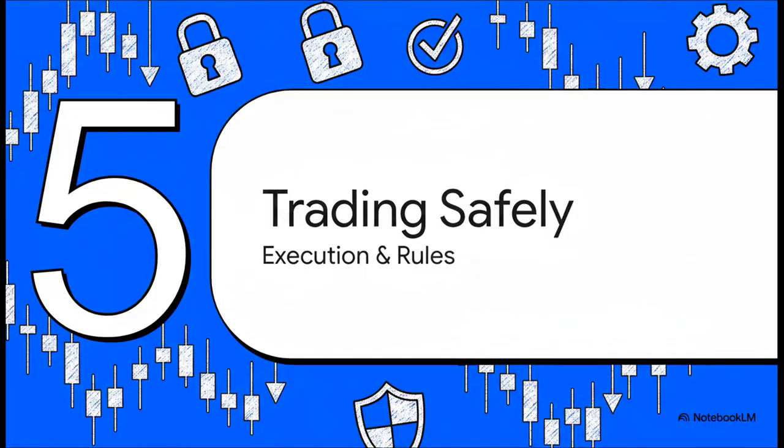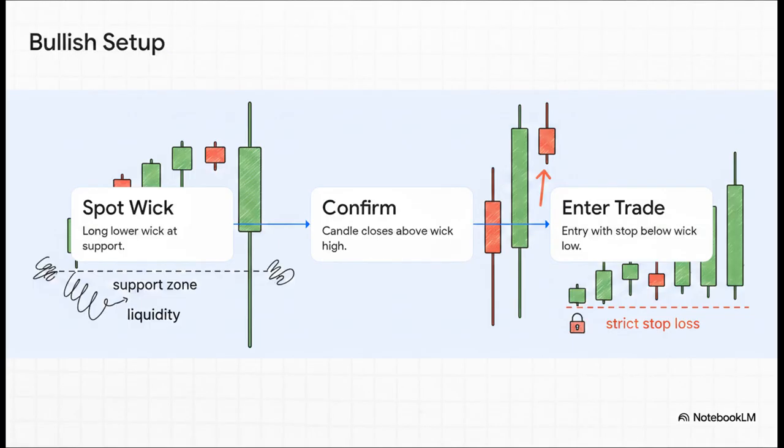Finally, Section 5, Trading the Setup Safely. Let's get into execution and the rules. All right, here is your step-by-step battle plan for a bullish setup. Step 1, you spot a long lower wick precisely at a support zone. You see the liquidity grab happening. But step 2, and this is where most retail traders completely mess up, you must wait. Wait for a confirmation candle to actually close above the high of your wick candle. A wick all by itself is not an entry trigger. Once you get that confirmation, step 3 is entering the trade and placing a strict stop loss safely below the absolute low of that wick.